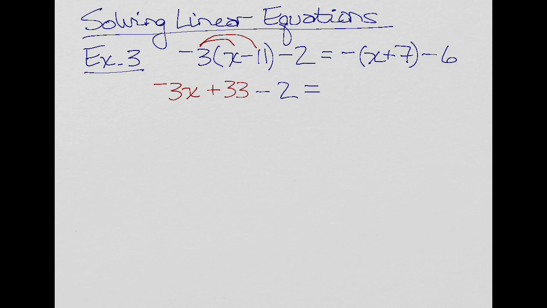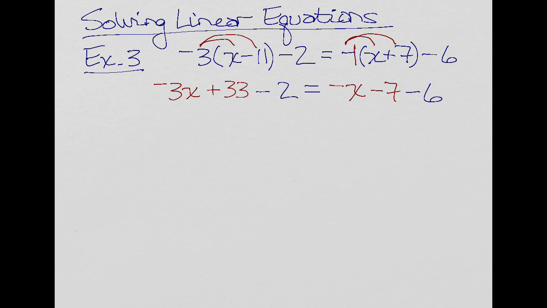On the right, the negative in front of the parentheses is like we're multiplying by negative 1, so I'm going to distribute that also. Negative 1 times x, negative 1 times positive 7. And then the minus 6 is still there. Now that we've distributed, there's a bunch of terms here.